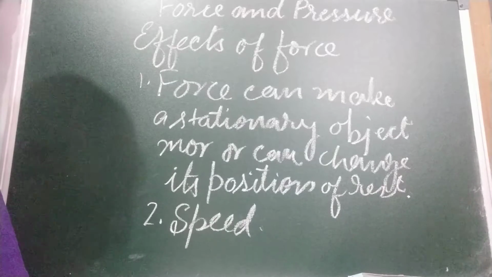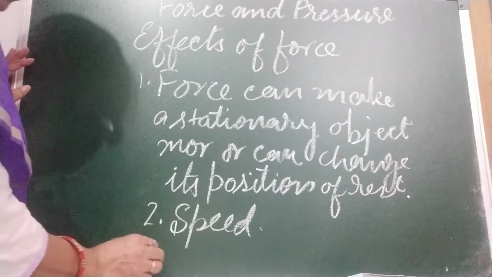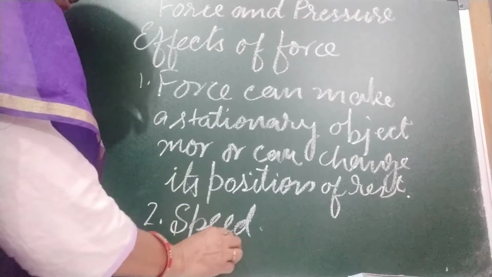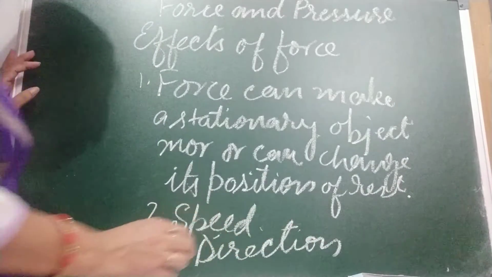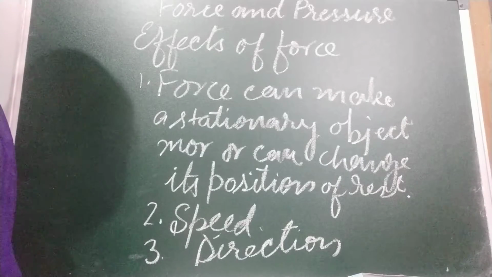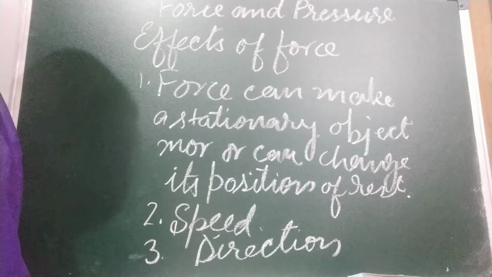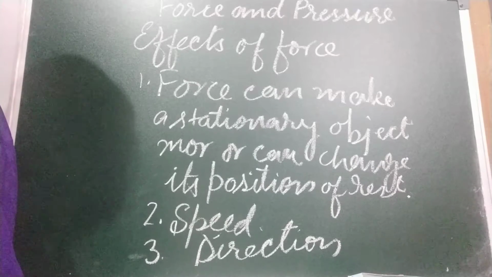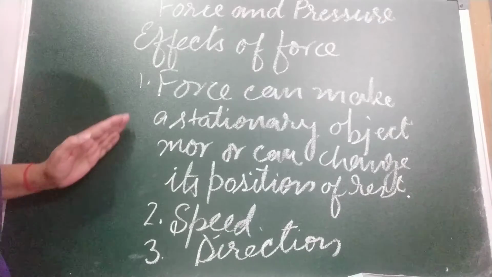Third, force can change the direction of motion of a moving object. It can change the direction of a moving object. How it can change? When a batsman hits a ball with his bat, he applies force to change the direction of the motion of the ball. Okay. So children, these three I have told you.